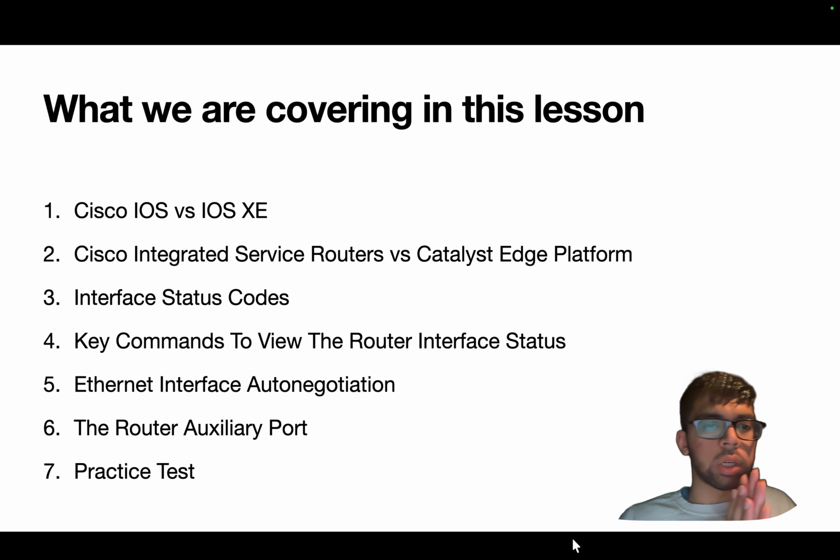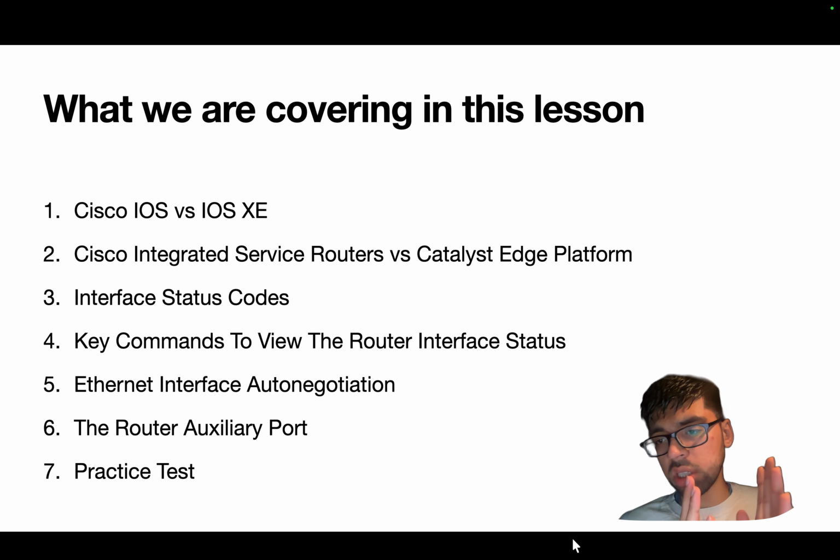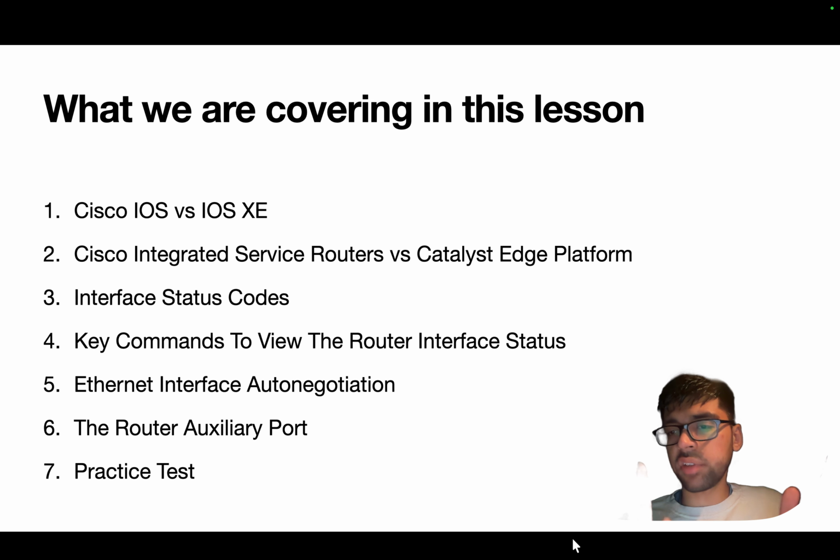Then we'll be looking at the key commands to view router interface status. Ethernet interface auto negotiation. Now, you might remember auto negotiation. Not too long ago, I covered a video about this when it comes to switches. Now, when it comes to routers, the process is quite similar, but there are some key differences when it comes to IOS XE configuration of auto negotiation. So we'll be talking about that.